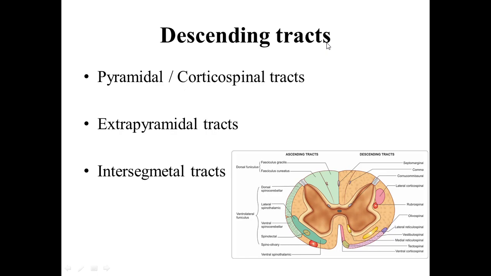And intersegmental tracts are spinospinal tracts, means they originate and terminate in the spinal cord level. So the pyramidal tracts extend from the cerebral cortex to the spinal cord level and then to the voluntary muscles. The extrapyramidal tract extends from the brainstem to the spinal cord level, and intersegmental tracts extend between the segments.